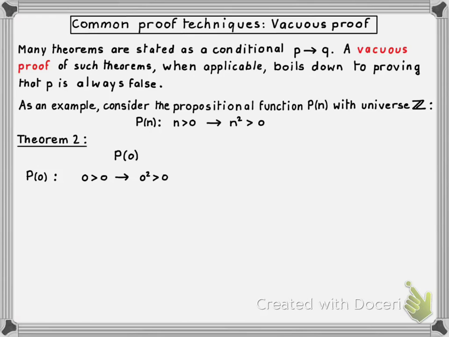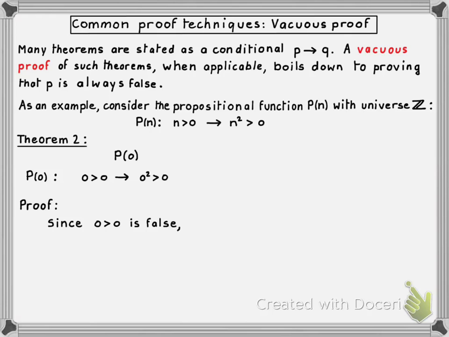Just to illustrate the fact that the proposition P of 0 is obtained by replacing the variable n with the integer value 0 in the propositional function P of n. So let's try and prove P of 0. Well, in this case, we observe that the theorem is a conditional, and we also notice that its hypothesis is false. In other words, 0 greater than 0 is false.